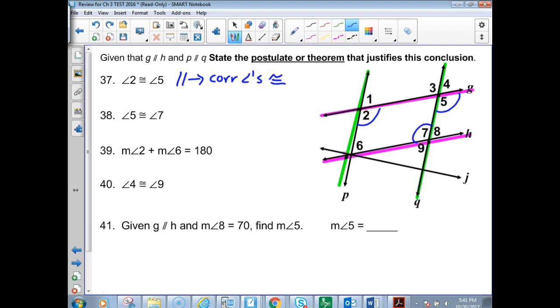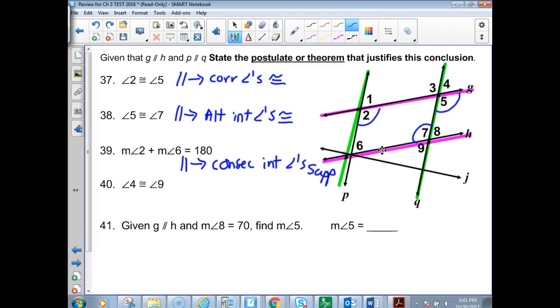5 and 7, now I'm talking about lines G and H. So these are alternate interior angles. Parallel implies alternate interior angles are congruent. 2 and 6 being supplementary. If you have parallel lines and consecutive interior angles, parallel implies consecutive interior angles are supplementary.